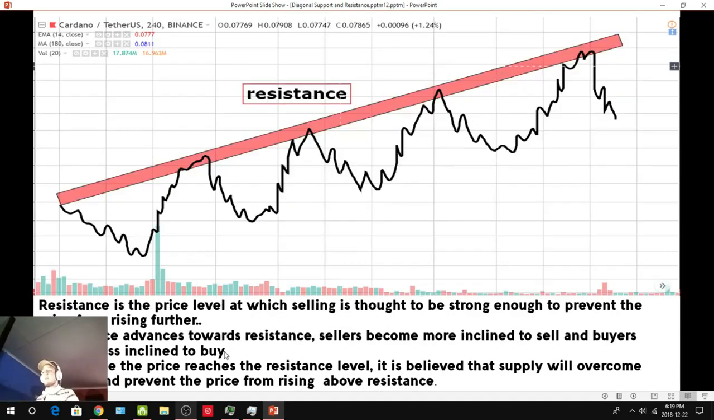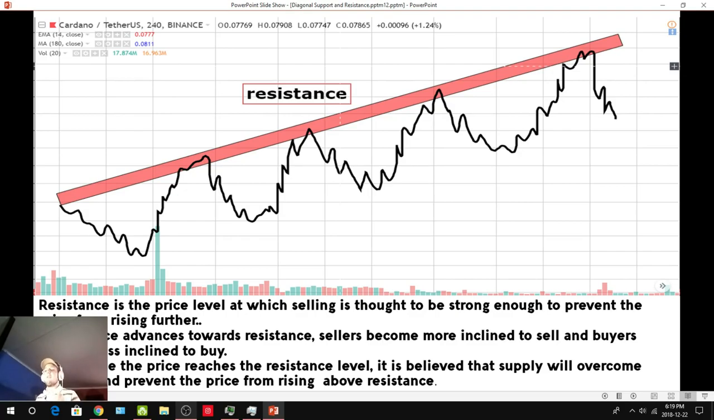Let's go further down. Resistance is exactly the opposite. Resistance is the price level at which selling is thought to be strong enough to prevent the price from rising further. Basically, when we start getting to resistance, we know the market came up, peaking out at that point. We know that it's expensive. The demand is dying, and the supply is starting to get bigger and bigger. Then after a while, you have so much gold, but so little demand. The price is going to drop. It's overvalued. It's too expensive. The price is going to drop. And a lot of people start selling, correct?